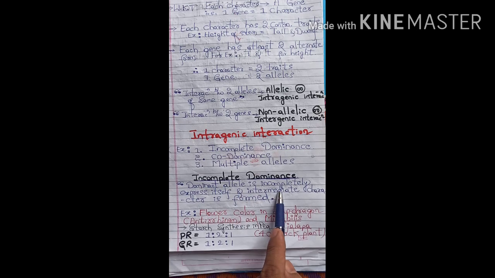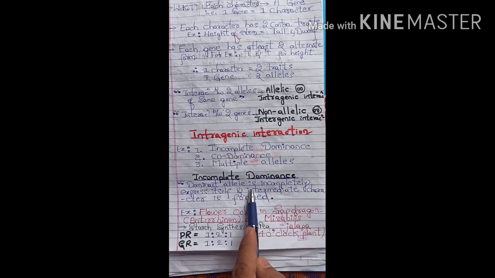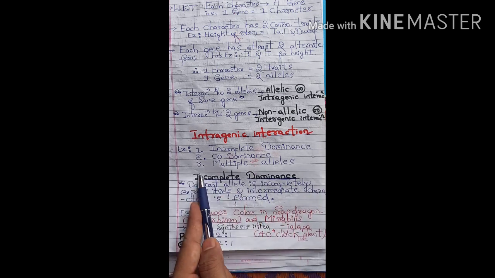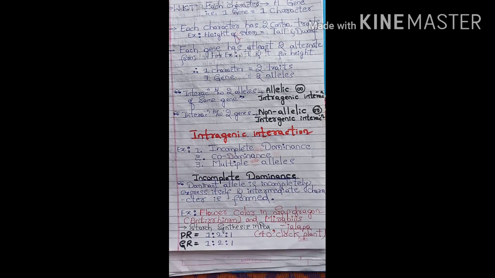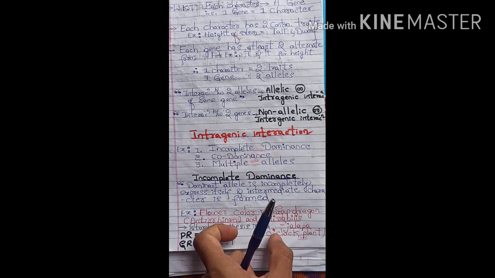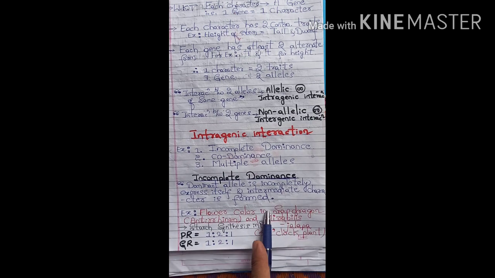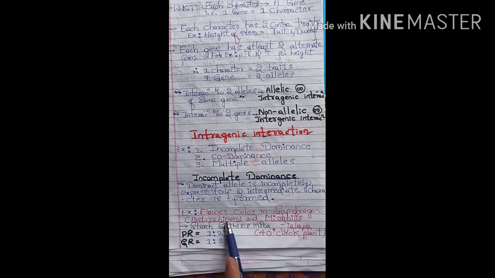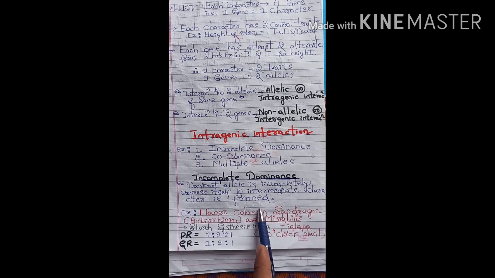So that pink color is nothing but an intermediate character, a middle character. It does not resemble any of the parents. It neither resembles the red nor the white. It is pink. Therefore, the flower color in snapdragon is the best example for incomplete dominance. The scientific name of snapdragon is Antirrhinum. So both are the same, and this flower is even commonly called dog flower.